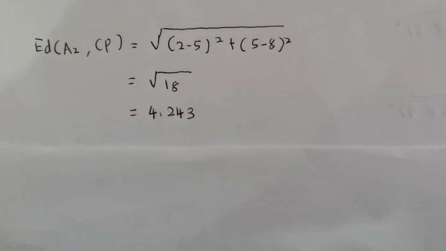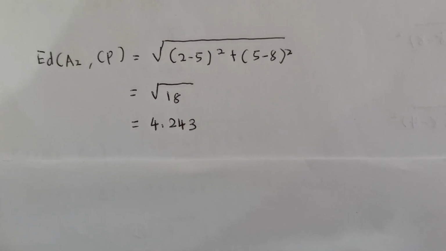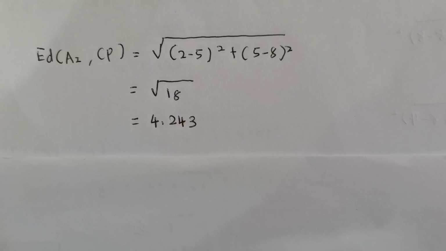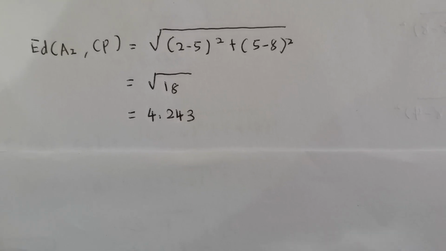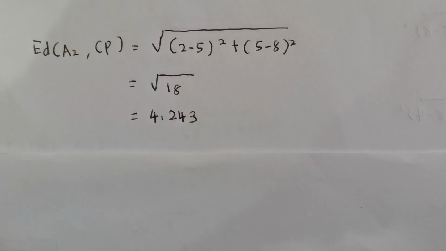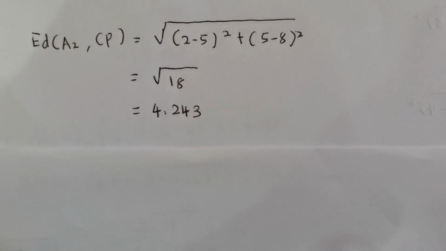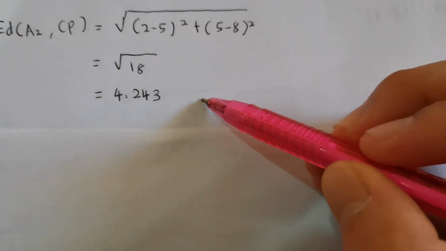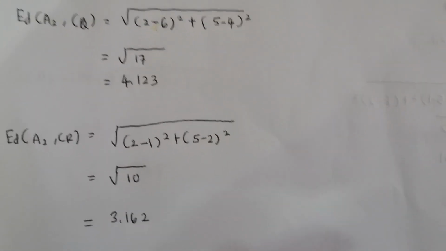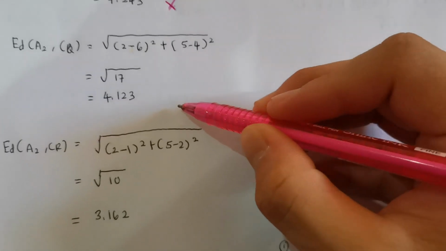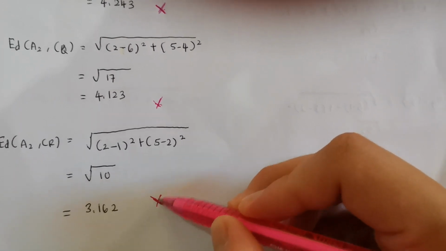Then we get the answer, 8.062. Okay, now still using the same Euclidean distance formula, we will find the distance of cluster P to A2, similar to what we did for A1. So square root of (2 minus 5) squared plus (5 minus 8) squared, then we get square root of 18. The answer is 4.243. Same goes for the others. We will get 4.123, and then we get 3.162.